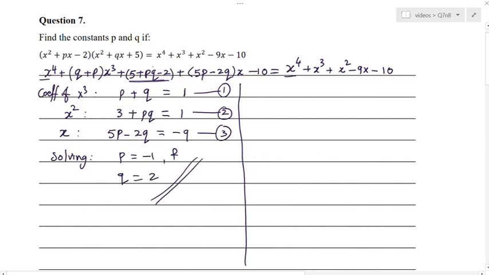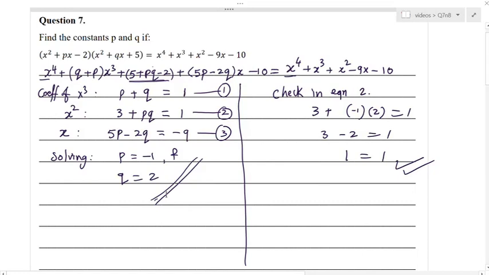Now you can check whether these values are correct, and you can do that using equation number 2. Check in equation number 2: I get 3 plus -1 times 2 equals 1. 3 minus 2 equals 1. So it basically checks out. So this is my answer, and that's your question number 7.